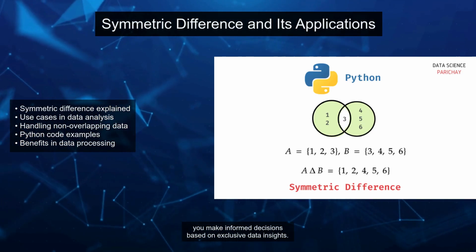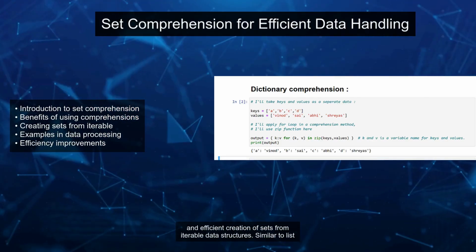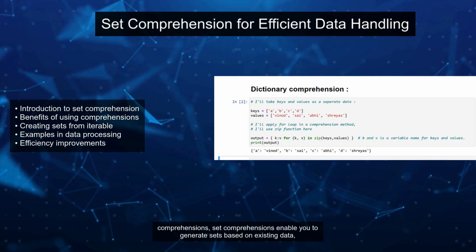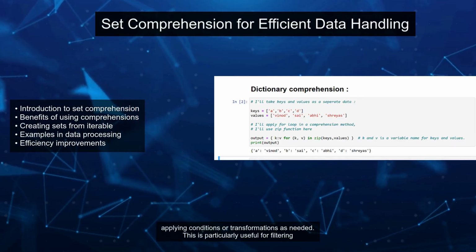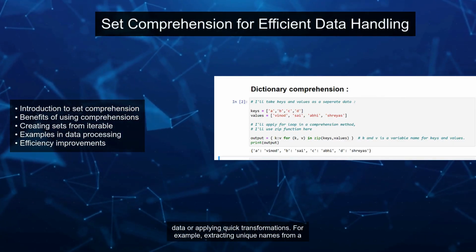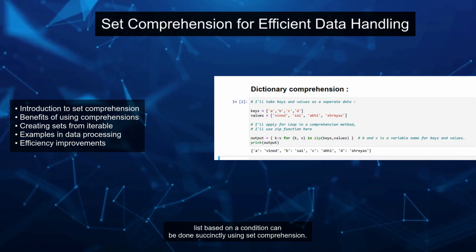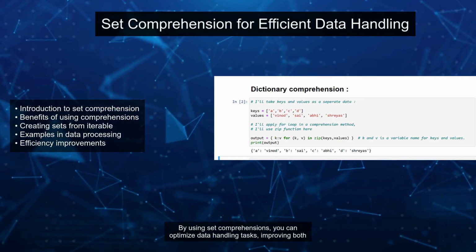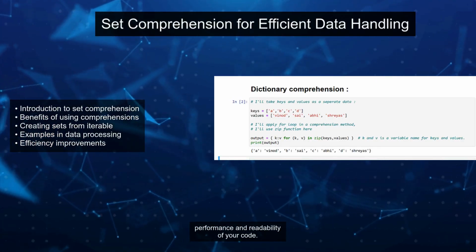Set comprehension is a powerful feature in Python that allows for concise and efficient creation of sets from iterable data structures. Similar to list comprehensions, set comprehensions enable you to generate sets based on existing data, applying conditions or transformations as needed. This is particularly useful for filtering data or applying quick transformations. For example, extracting unique names from a list based on a condition can be done succinctly using set comprehension. By using set comprehensions, you can optimize data handling tasks, improving both performance and readability of your code.